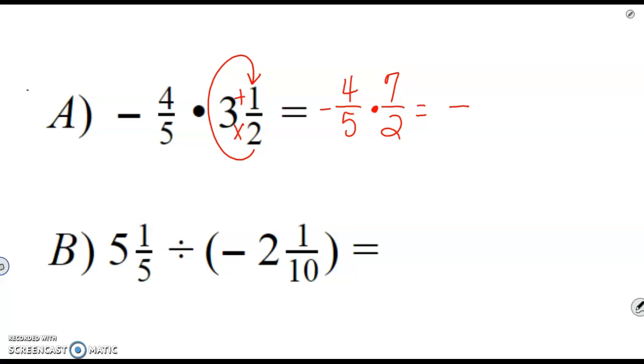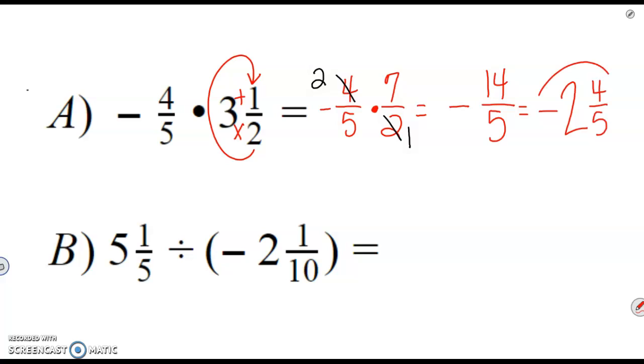I can cross simplify. 4 and 2 share a common factor of 2. 4 divided by 2 is 2. 2 divided by 2 is 1. I multiply straight across. 2 times 7 is 14. 5 times 1 is 5. And now I divide. 5 divides into 14 twice with 4/5 left.